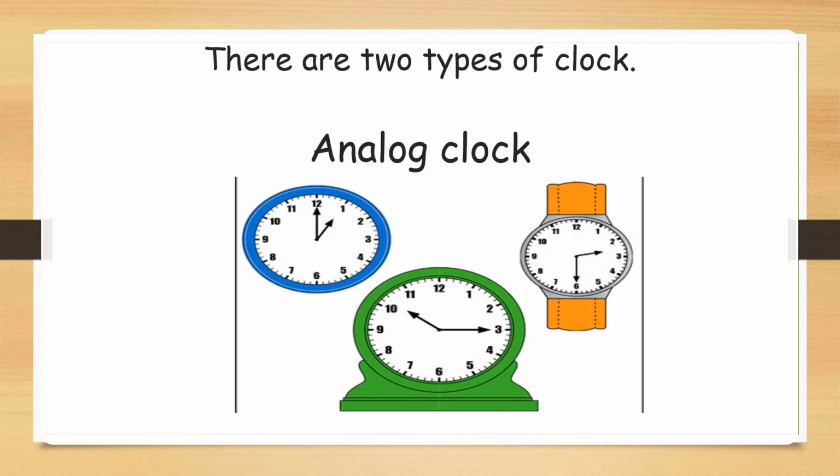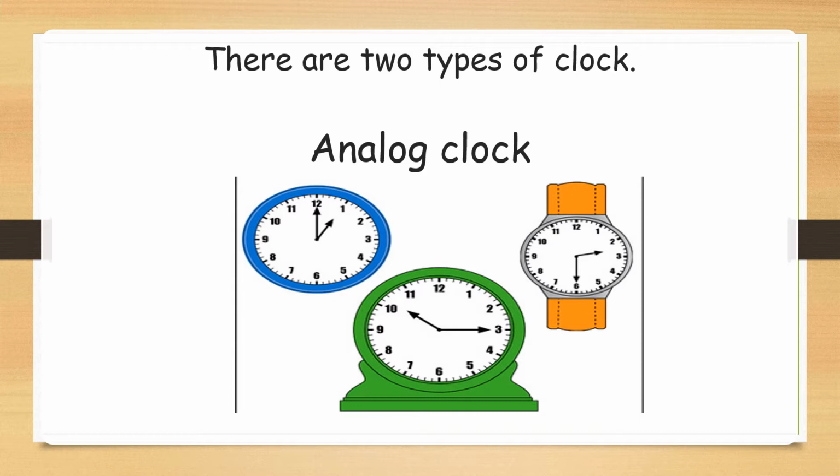We have the analog clock. What can you see, children? Can you tell me what you observed in the analog clock? Very good. So the analog clock has two hands, the short hand and the long hand. And also it has numbers from 1 to 12, as you can see.